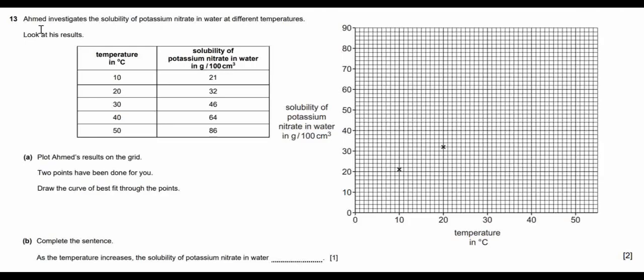Question 13. Ahmed investigates the solubility of potassium nitrate in water at different temperatures. Look at his results. Temperature in degrees Celsius: 10, 20, 30, 40, 50. Solubility of potassium nitrate in water in grams per 100 cubic centimeters: 21, 32, 46, 64, and 86. Plot Ahmed's result on the grid. Here, 2 points have been done for you. Draw the curve of best fit through the points.